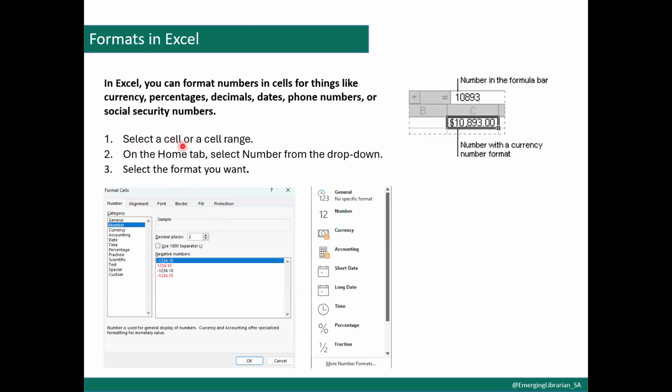So you select the cell or a cell range, open the Home tab, select Number from the drop down, and select the format you want. If you are dealing with numbers, you can leave it as a number or under General. And if you are dealing with finances, you can keep it under currency or accounting. Then it will have the currency that you want to use. If you want to use your rand, it will display rand here. So here they were using a dollar sign, but you can use your rand sign.